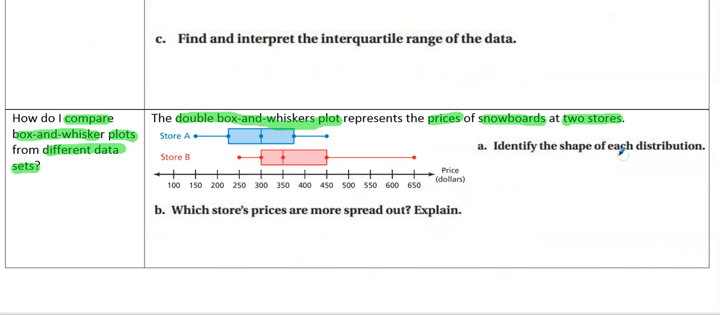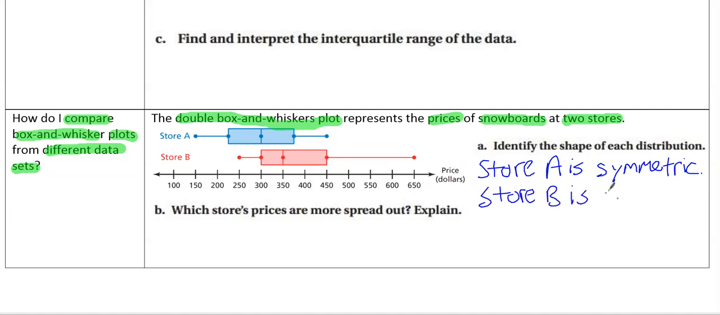Okay, A, identify the shape of each distribution. Well, let's look at store A. What does that look like to you? Could we draw a line of symmetry down the middle and it's roughly symmetrical? I'd say, yeah. So store A is symmetric. What about store B? Well, store B, it'd be like climbing the ladder and sliding down to the right. See how most of the data is spread out to the right here? So store B is skewed right.